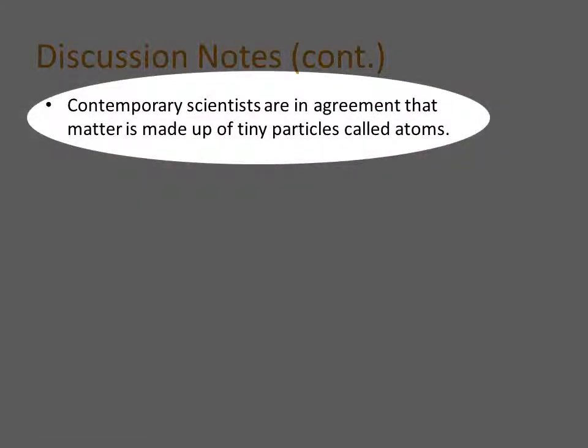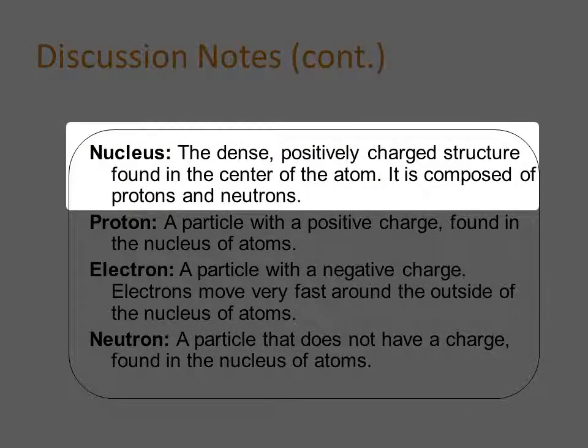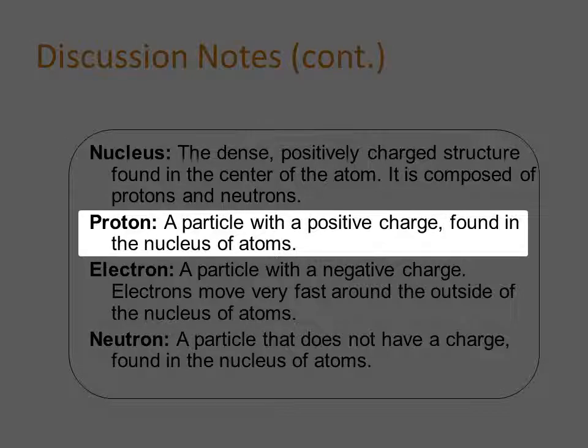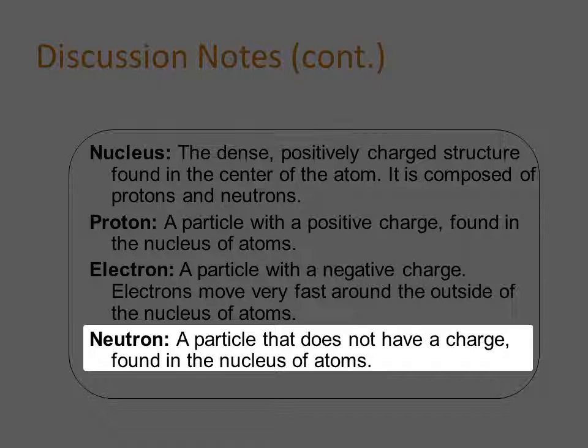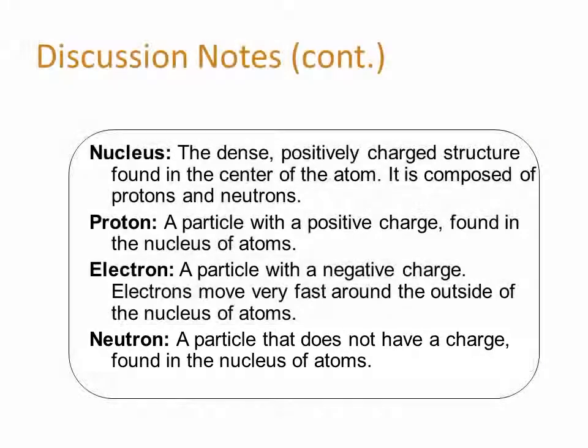Contemporary scientists are in agreement that matter is made up of tiny particles called atoms. They are also in agreement about the basic structure of an atom. There is a tiny, dense nucleus in the center of the atom. While it occupies a tiny space within the atom, the nucleus accounts for over 99% of the mass of the atom. The nucleus contains positively charged particles called protons and neutrally charged particles called neutrons.